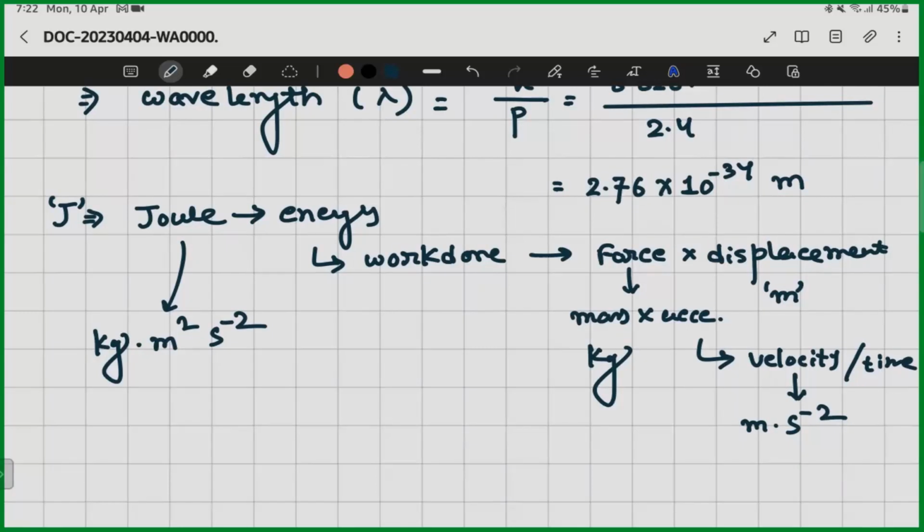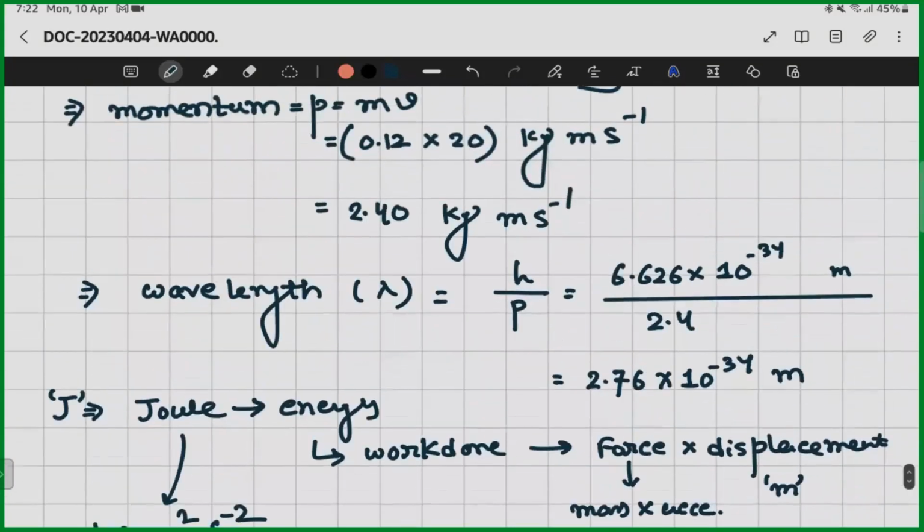If a wavelength is of the order of 10 to the power minus 34, we can never visualize it, we cannot even feel it. So for a particle of mass 0.12 kg with some velocity, though it has some de Broglie wavelength associated with it according to the de Broglie equation, that wavelength is very, very short. We can't even feel that wavelength. So this has some wave nature, but this wave nature is not precise.